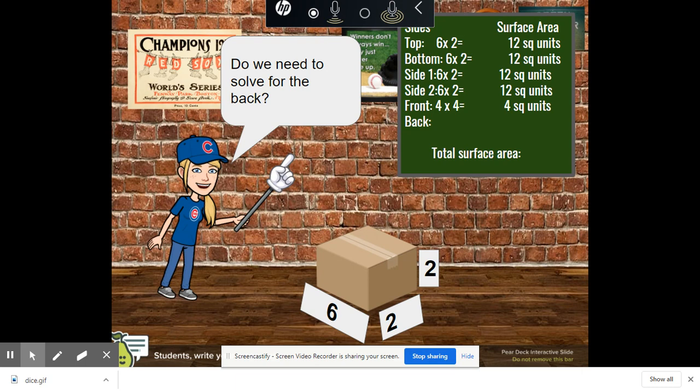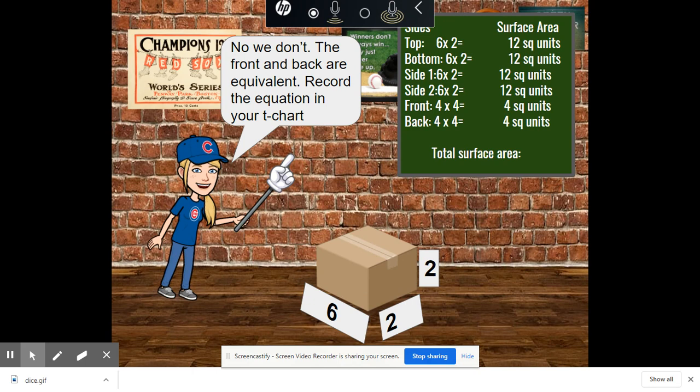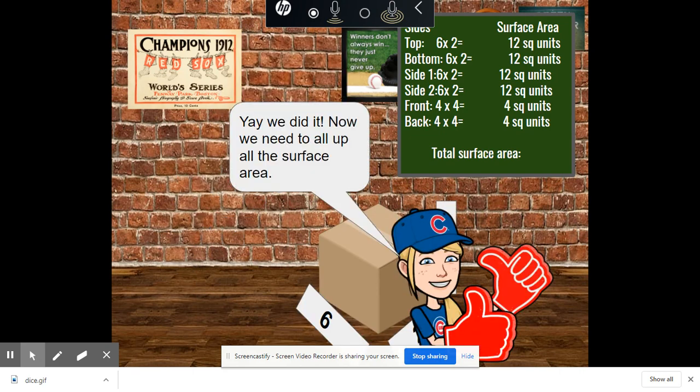Do we need to solve for the back? Put your hand on the front and the back. No, we don't. We know that 2 times 2 equals 4. Please ignore Miss Hannah's mistake. She should have written 2 times 2 there and 2 times 2. All right, we did it.